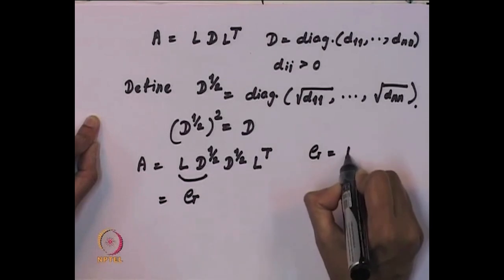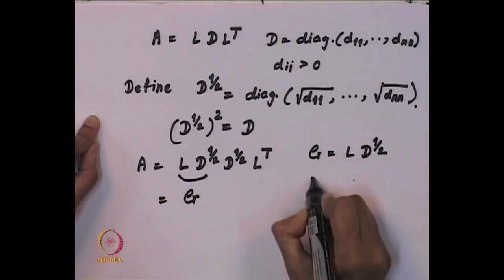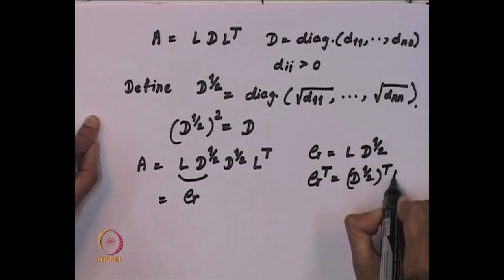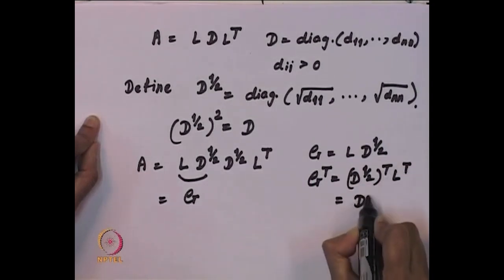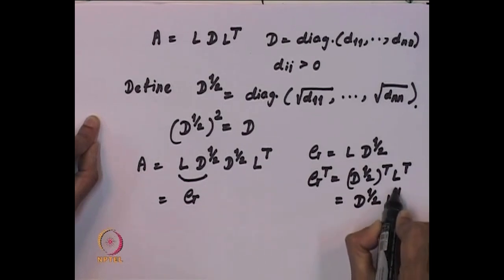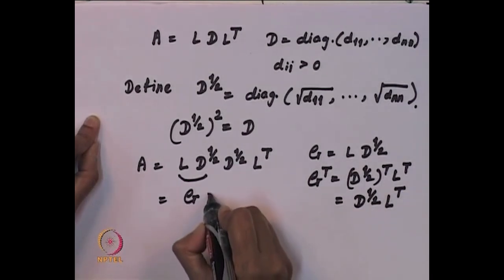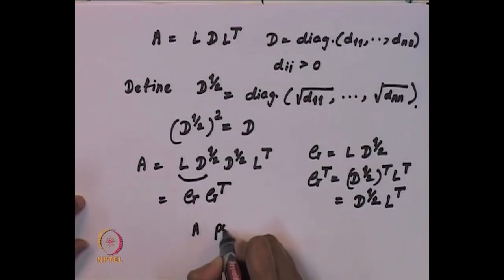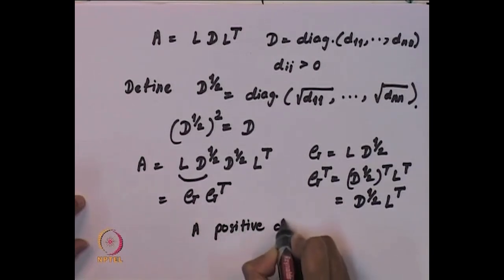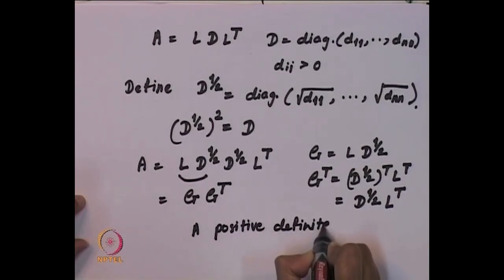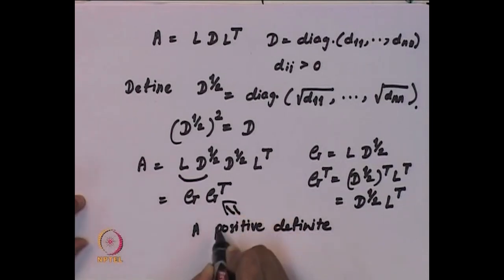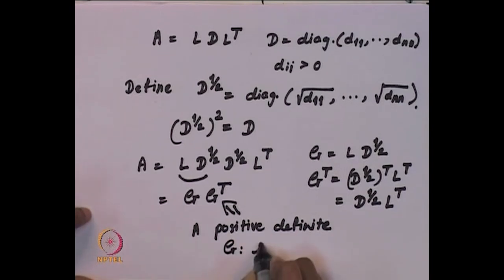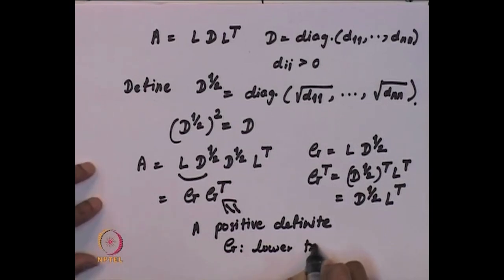So, if G is equal to L D raised to half, G transpose will be D raised to half transpose L transpose. But D is a diagonal matrix, so it is D raised to half L transpose. That means A is equal to G G transpose. So, A positive definite will imply that A can be written as G G transpose, and G is going to be a lower triangular matrix.